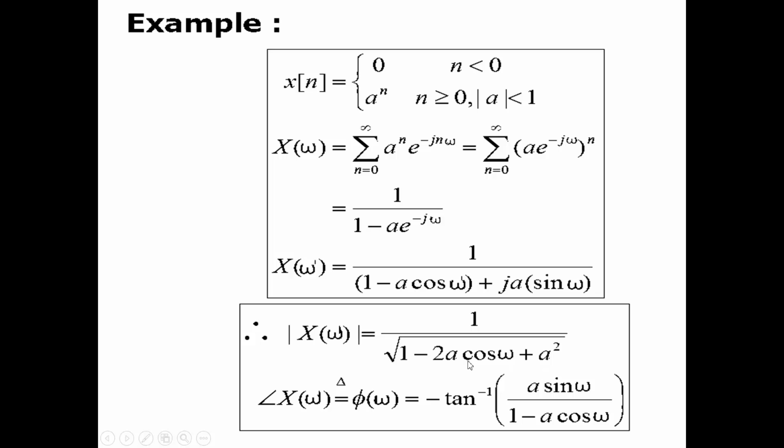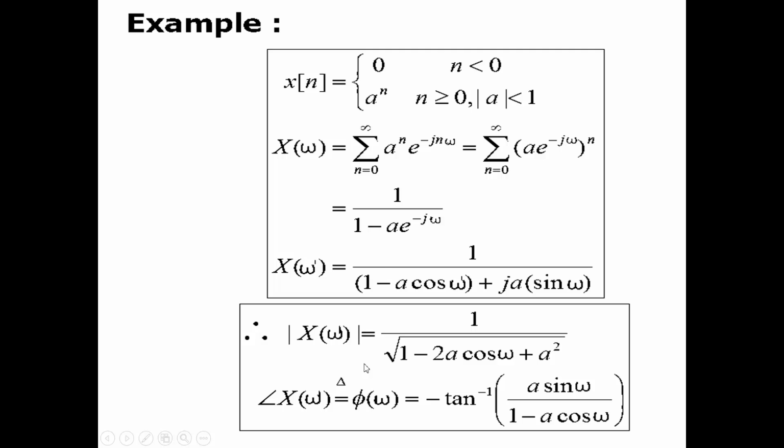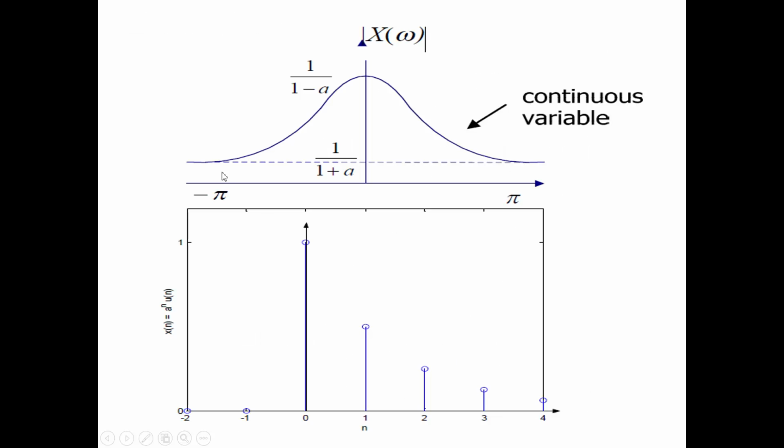Now for omega equal to 0, cos omega is 1, so it will be 1 minus 2a plus a square. That means the denominator will be the square root of 1 minus a whole square. The square will cancel with the square root, and you get the value 1 over 1 minus a. So at omega equal to 0, this point is 1 over 1 minus a. At omega equal to pi or minus pi, cos omega is minus 1, so it will be 1 plus 2a plus a square. That means the factor you get is 1 over 1 plus a. So the value at omega equal to minus pi and pi will be 1 over 1 plus a.